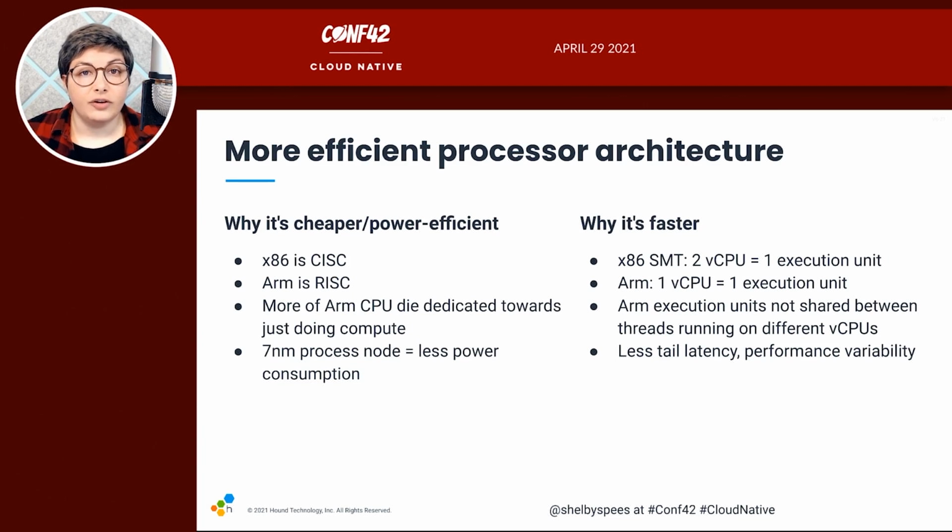So how is Graviton2 different? The ARM-based architecture is more efficient. It runs cheaper because more of the physical CPU die is dedicated to just doing compute. It also has less power consumption, plus it's faster because ARM doesn't share execution units between threads across different virtual CPUs. This gives you less tail latency and variability in performance.